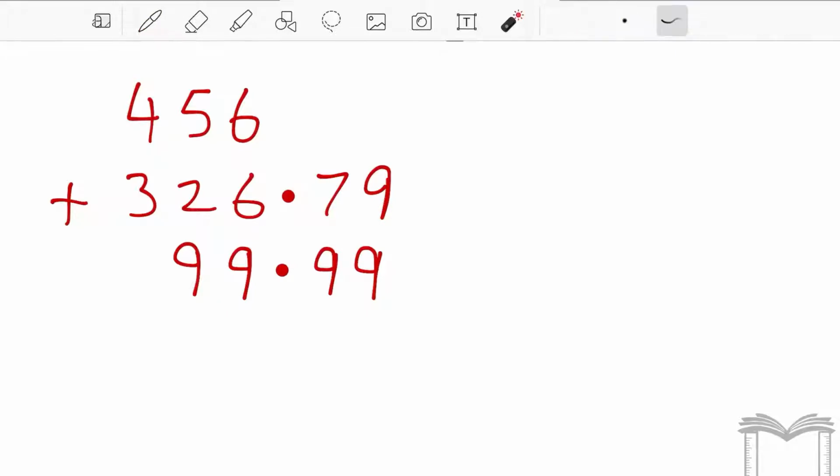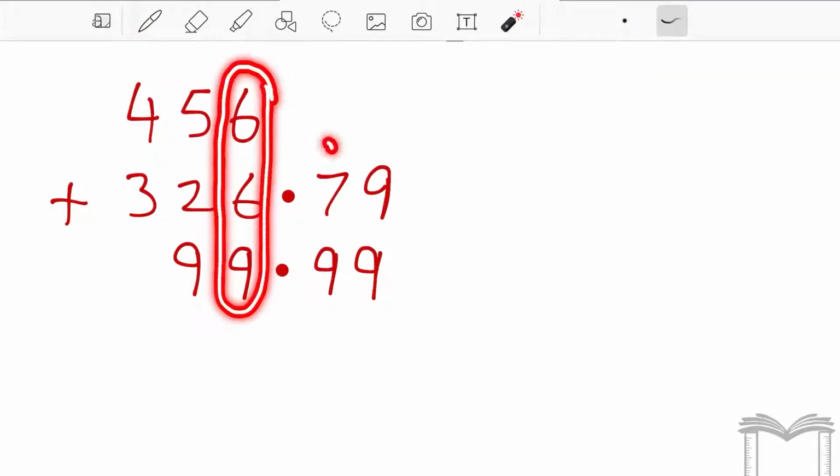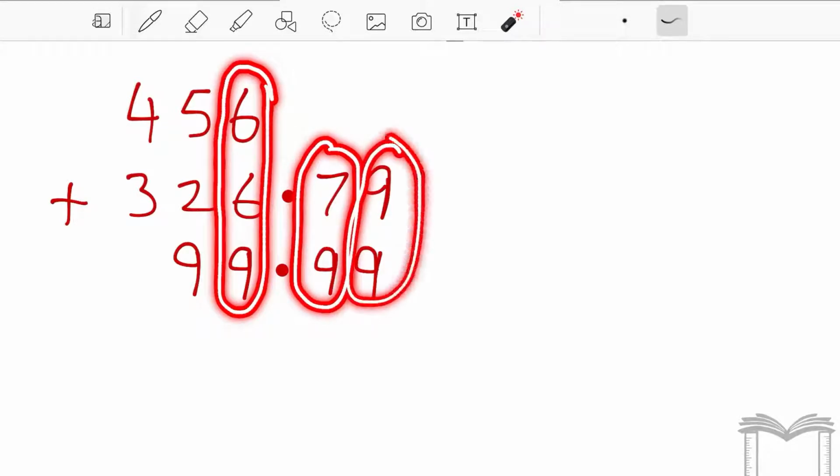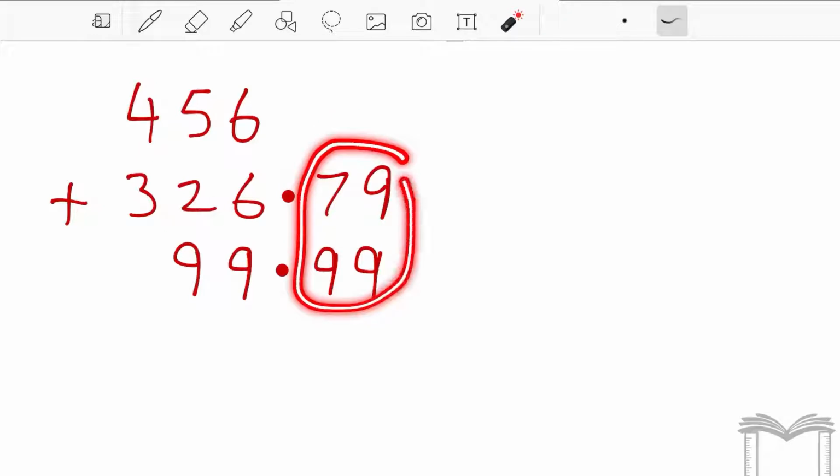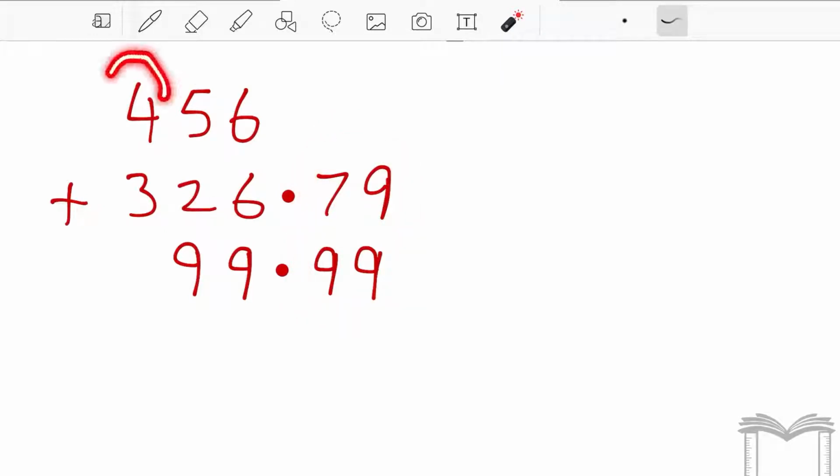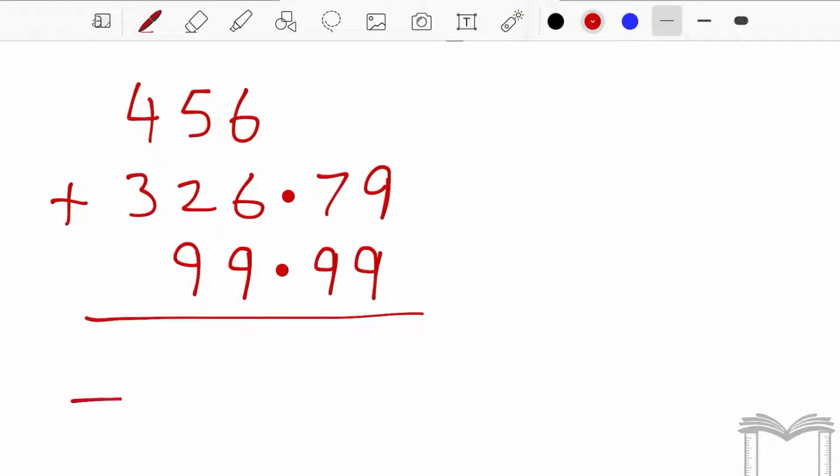So notice how I ensure that I line up the ones, all the decimal numbers, tens with tens, hundreds with hundreds, cents with cents, right? If you don't do that, your place value for the digits will be wrong, and hence your answer will be wrong. So let's begin. Let's add.